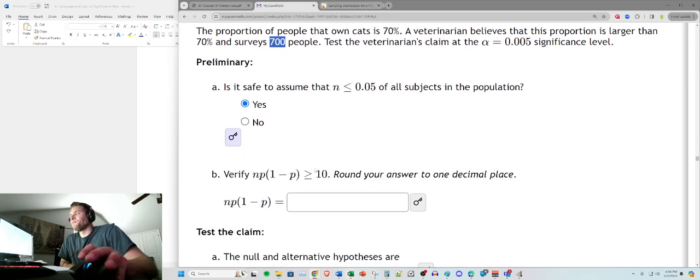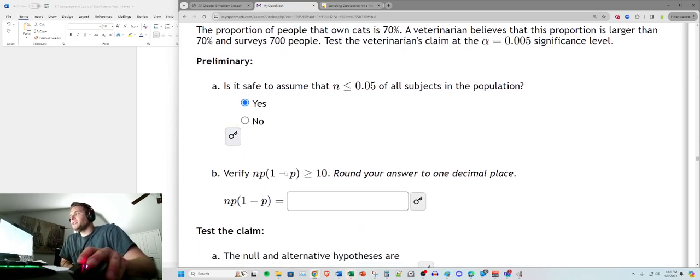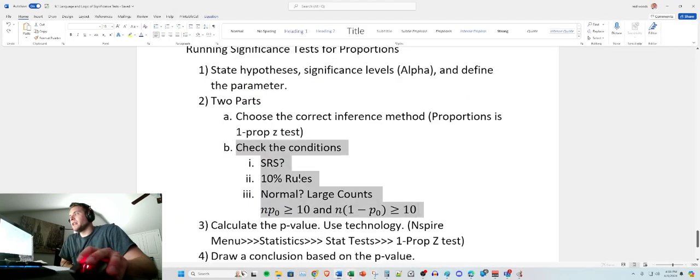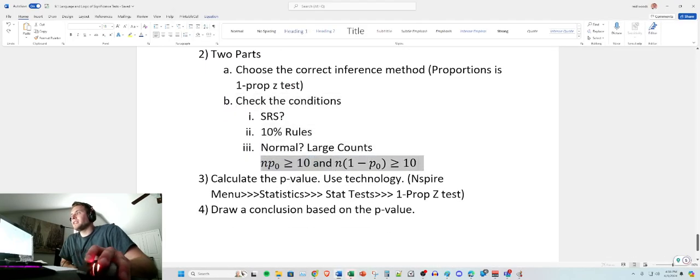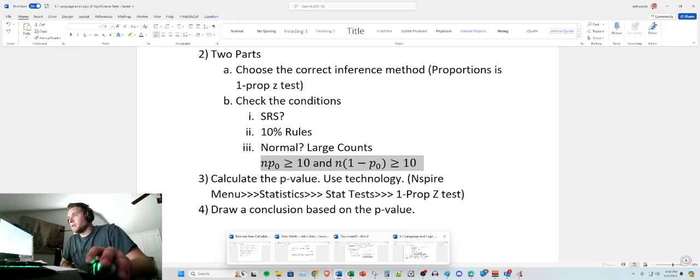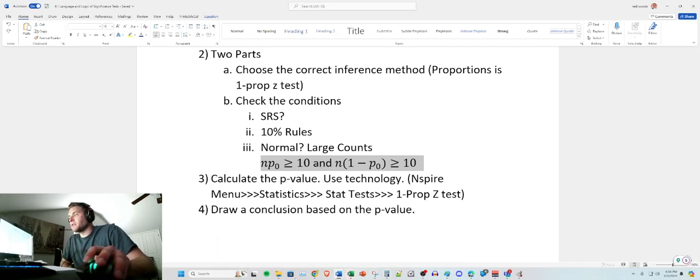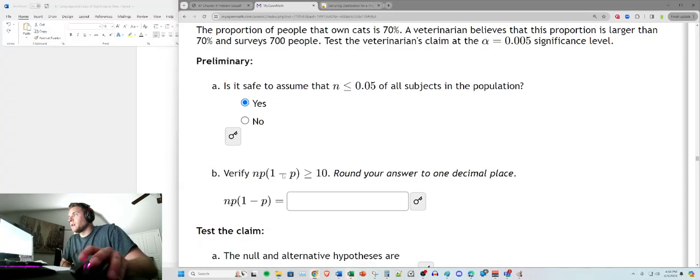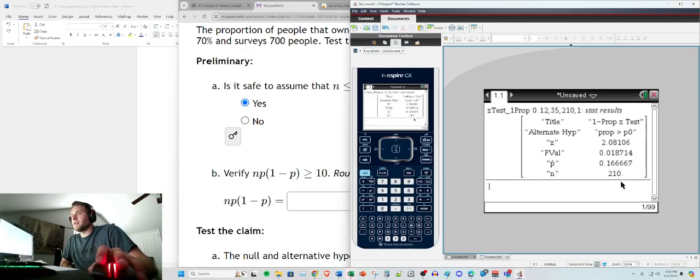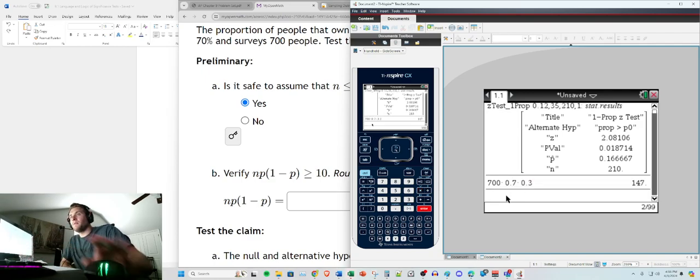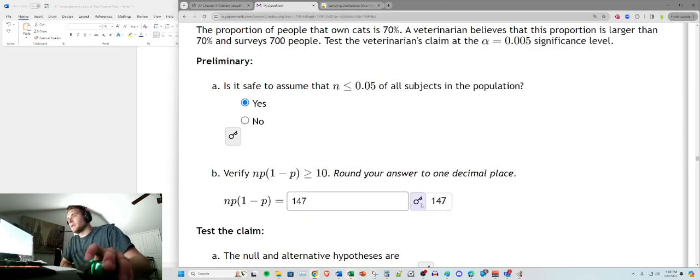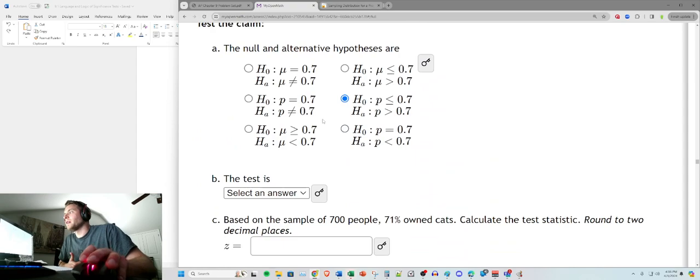So yes. And then here, this is taking our rule and combining it, the large counts here. It's doing n times p times 1 minus p, all in one section. A lot of college classes actually have this method, but that's fine. Let's go ahead and do that. So it's 700 times 0.7 times 0.3. I got 147. Okay, so that is in fact greater than or equal to 10. So that's good. We have our claim.